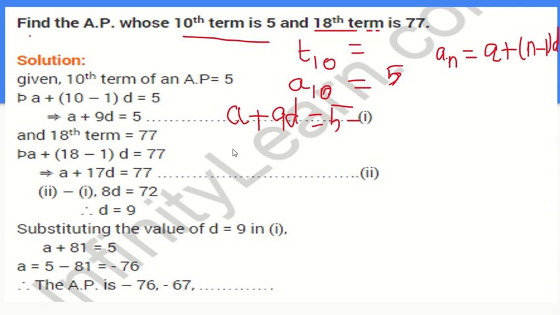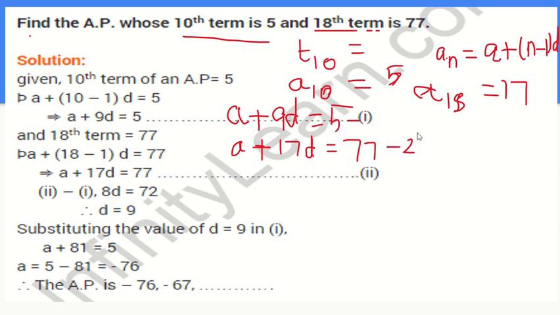Next, what have they given? The 18th term. What is meant by 18? It's nothing but A18, equal to 77. As you know, A18 is a plus, we know the formula for An, a plus n minus 1 into d. 18 means it will come as 17d, since we subtract one, equal to 77. This is equation 2.